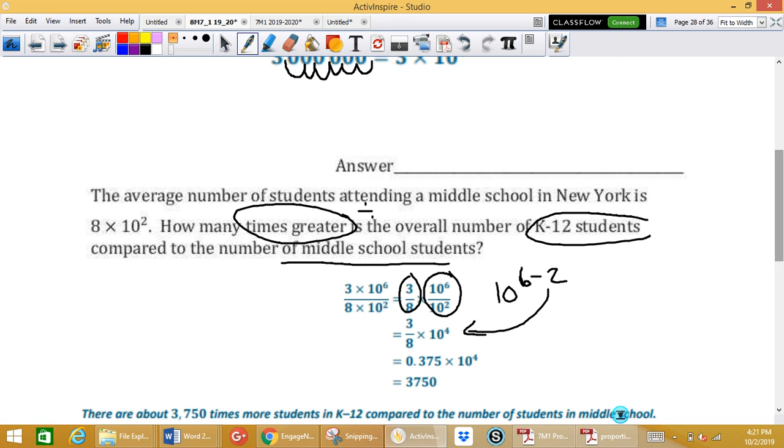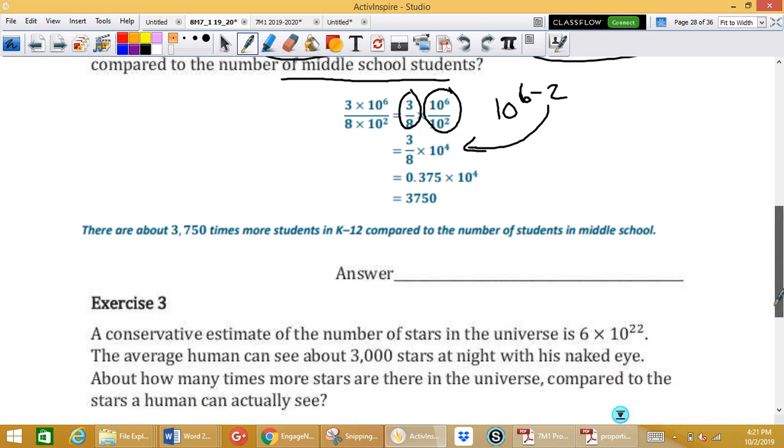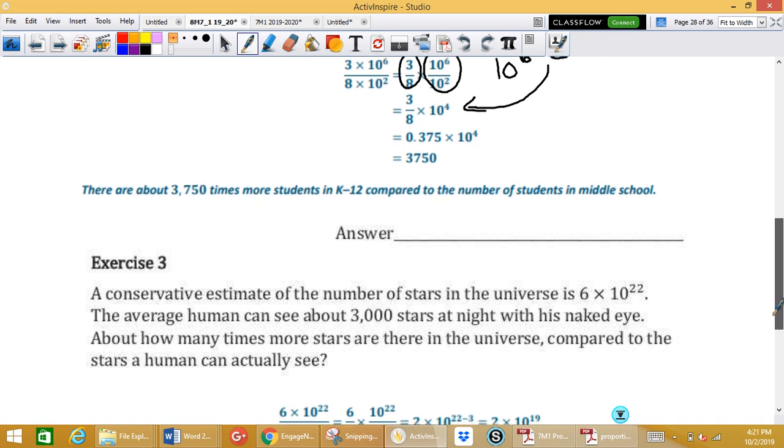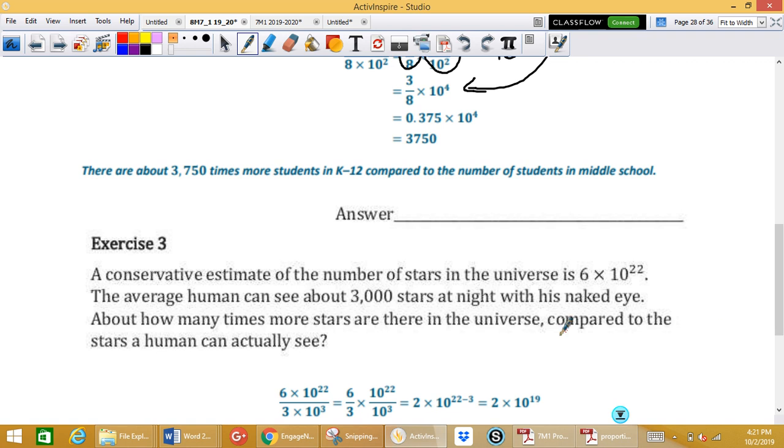There's about 3,750 times more students in K through 12 compared to the number of kids in middle school. A conservative estimate of the number of stars in the universe is 6 times 10 to the 22nd. The average human can only see about 3,000 stars at night with the naked eye. How many times greater are the stars in the universe compared to the stars the human eye can actually see?